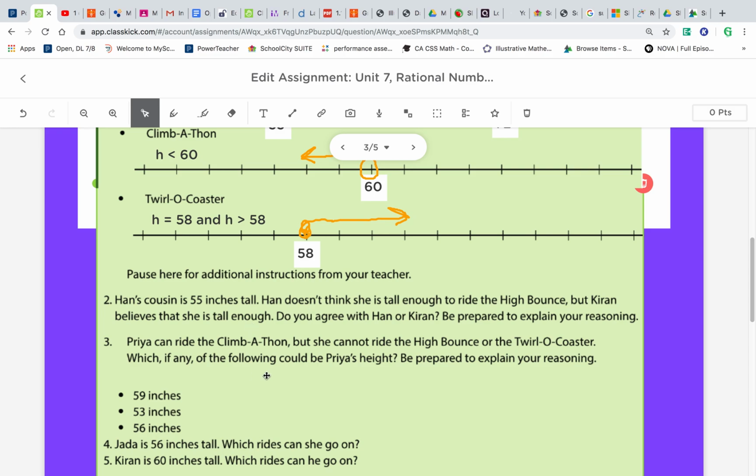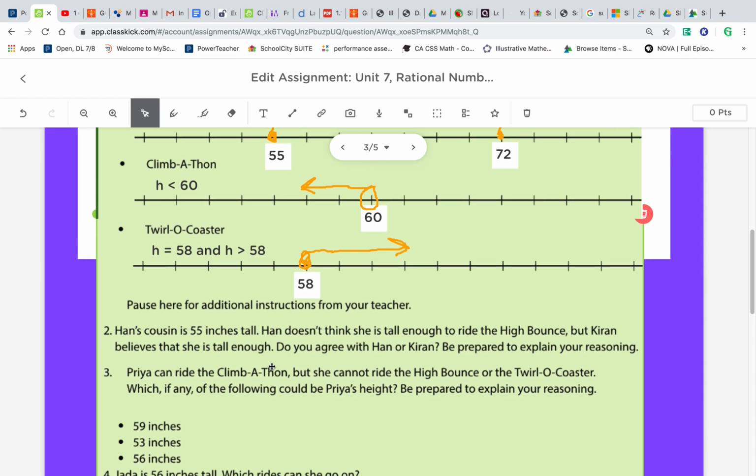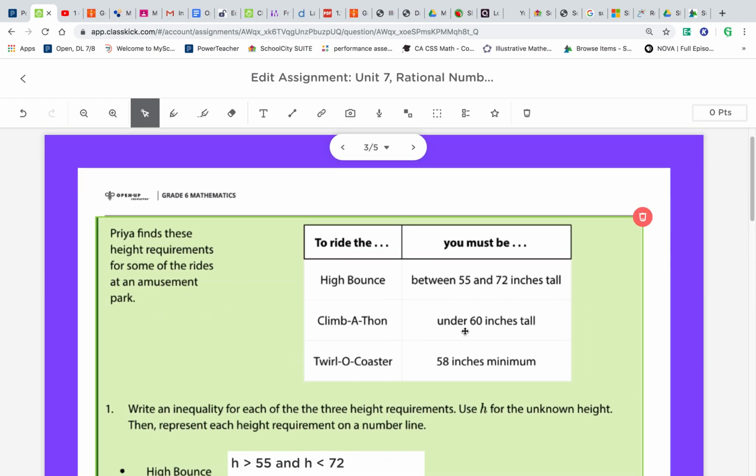Number 3, Priya can ride the Climathon, but she cannot ride the high bounce or the twirl coaster. Which, if any, of the following could be Priya's height? So she can ride the Climathon, but not the other two. So Climathon, you have to be under 60 inches tall. So that means she's under 60 inches. But she can't ride this one, and she can't ride this one. Well, this one says 58 inches minimum. So she's under 60, but she must also be under 58. It actually has to be less than 58.